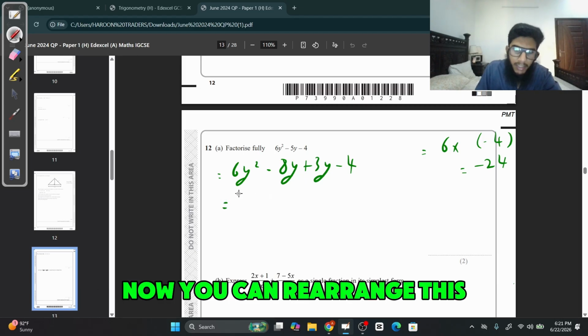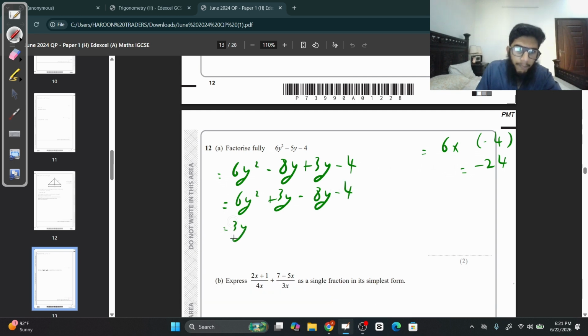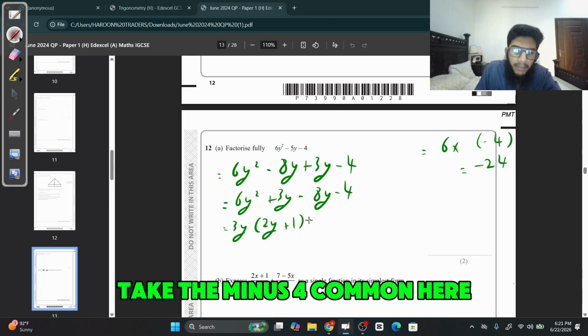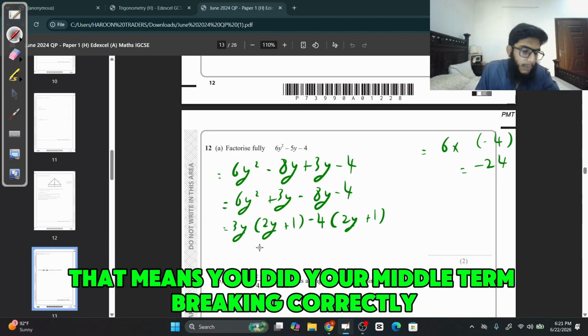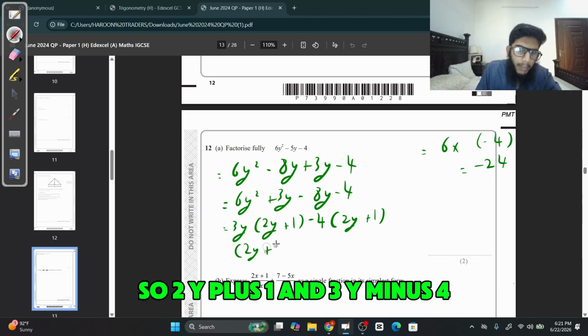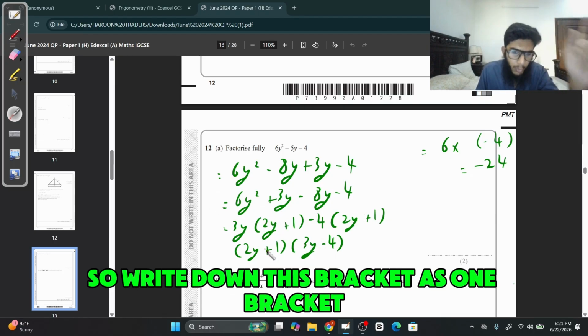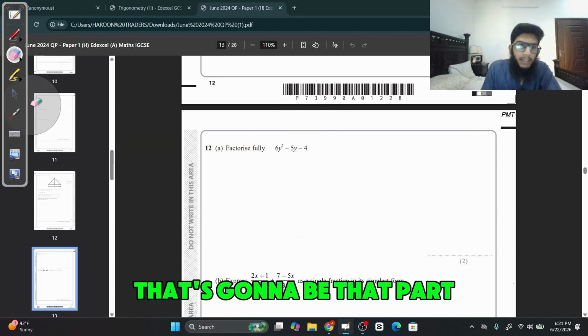Okay, now you can rearrange this. So 6y squared plus 3y minus 8y minus 4. Now take the 3y common here. That's going to be 2y plus 1. Take the minus 4 common here. That's going to be 2y plus 1. You have these two brackets the same. That means you did your middle term breaking correctly. So 2y plus 1 and 3y minus 4. That's going to be your final answer. So write down this bracket as one bracket and the remaining numbers 3y minus 4 as another bracket to factorize it fully. Okay, that's going to be that.